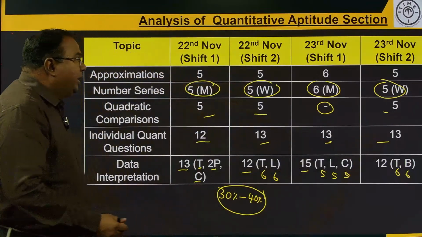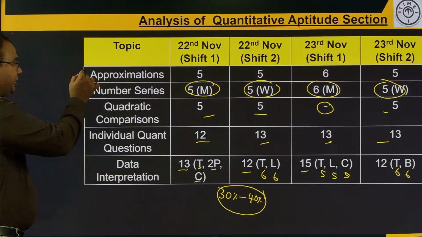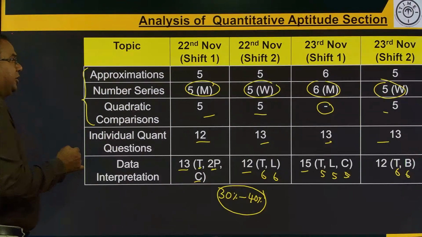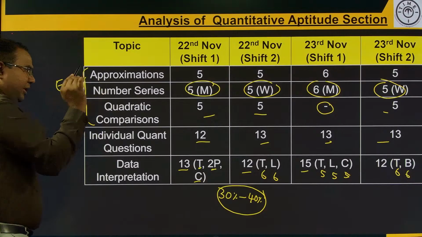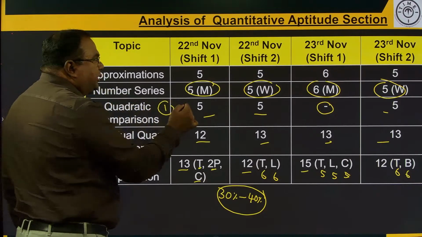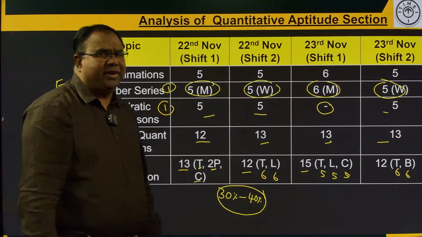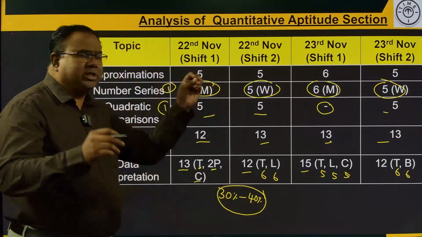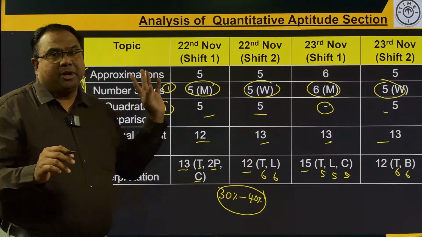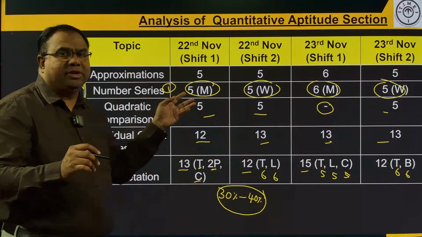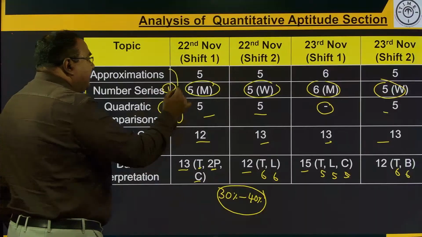Now, one important point which you should note is that these questions, particularly approximations, number series and quadratic comparison, can almost be rated as easy. Maybe 1 question out of 5 in quadratic comparison and 1 question out of 5 in number series was of moderate difficulty. But as such, approximations were straightforward, simple questions. Full marks you can score in these approximation sections. Maybe 1 odd question was moderate, but overall we can say these 3 are your scoring areas in the examination.